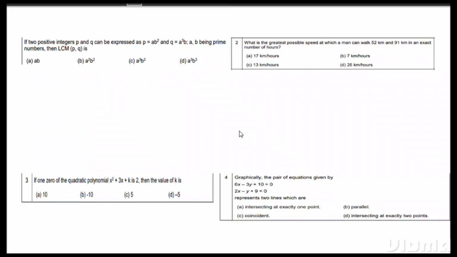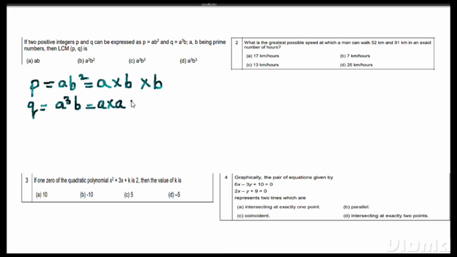Okay, so the first question says that we have to find the LCM of P and Q. So let's see how to find the LCM of P and Q. As you know, P is AB square, so it can be written as A into B, and then we have Q. Q can be written as A cube B, which is A into A into A into B.